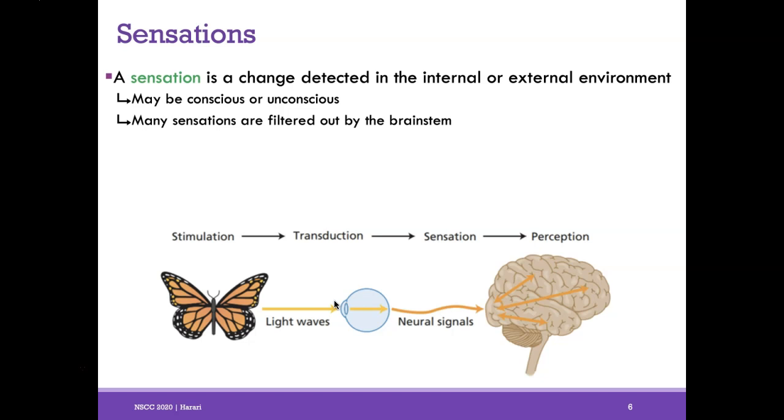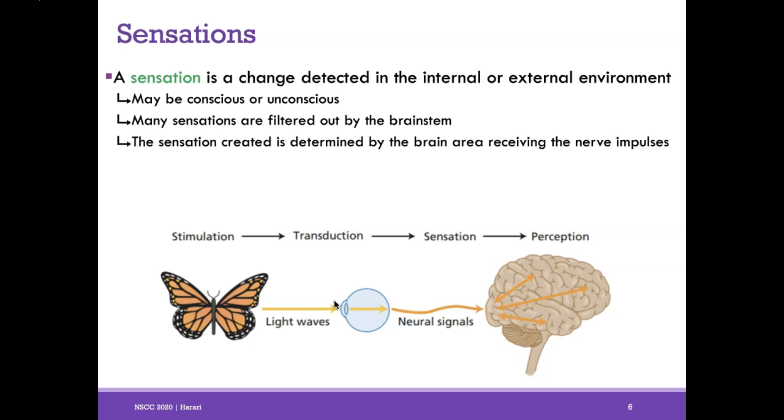So many sensations are filtered out by the brainstem. And a sensation is usually a subjective conscious awareness of something. So it's when you actually smell the coffee, that's the sensation. But right now, if you have a coffee machine, there are many other smells around you. You might not be aware of them. You might not be sensing them. But sure enough, there is the smell of other things in your house. But when the coffee machine is ready, that's the predominant smell. So that's what you're sensing the most.